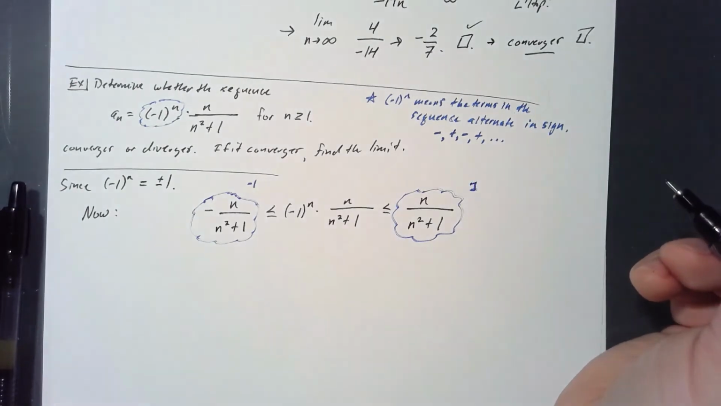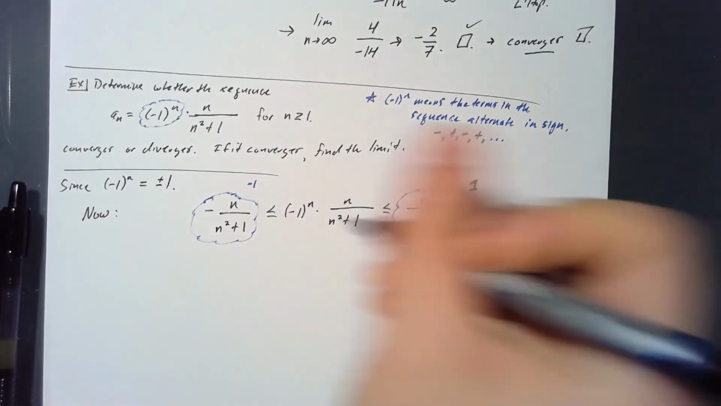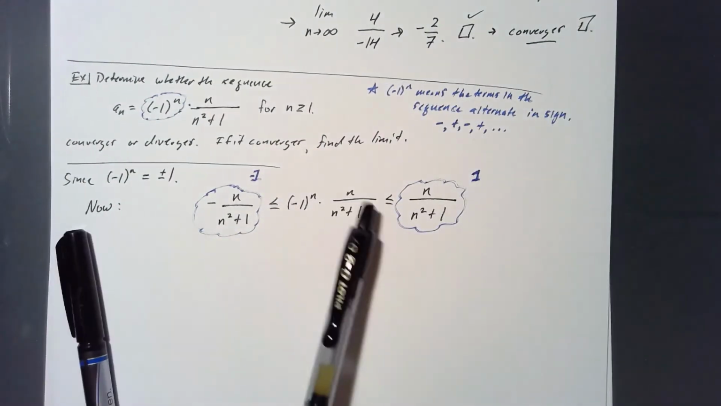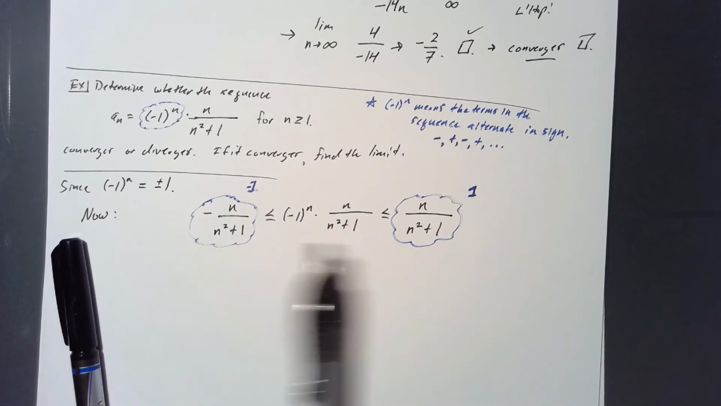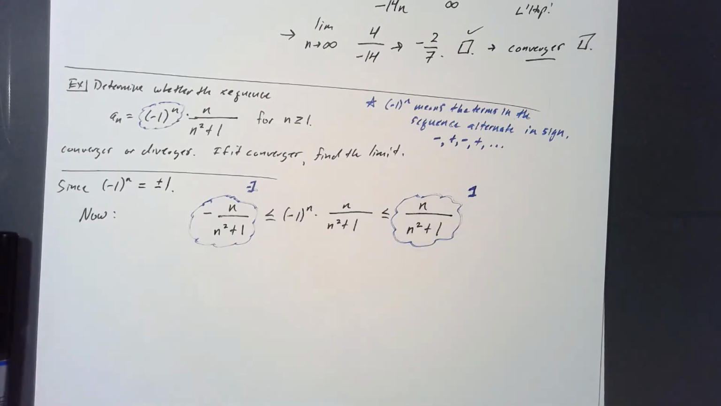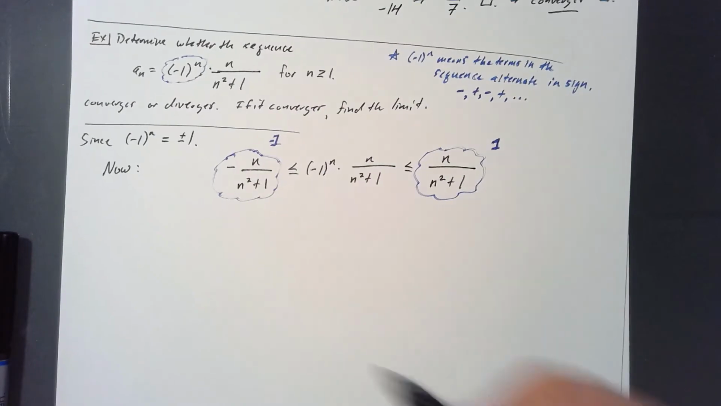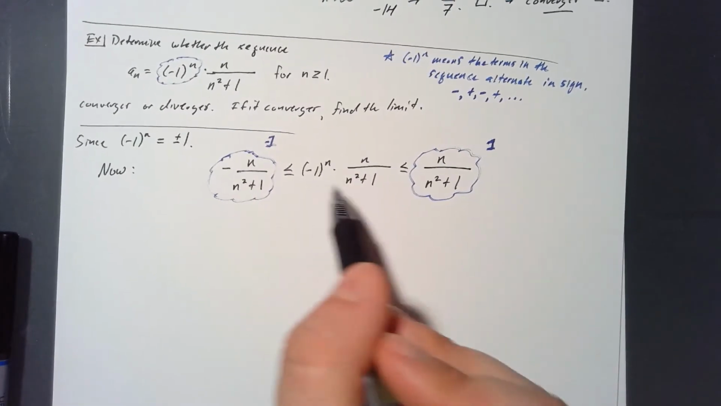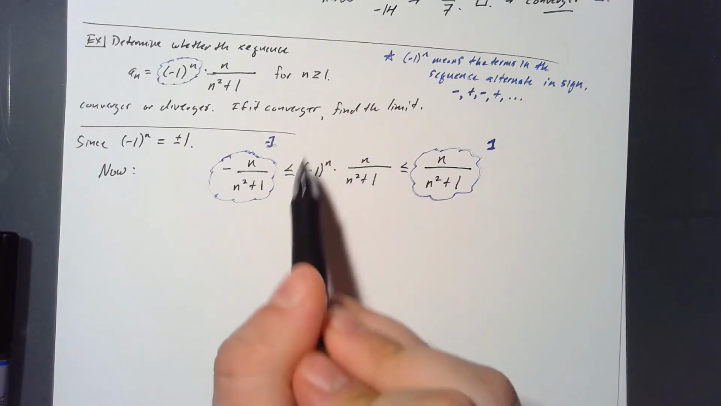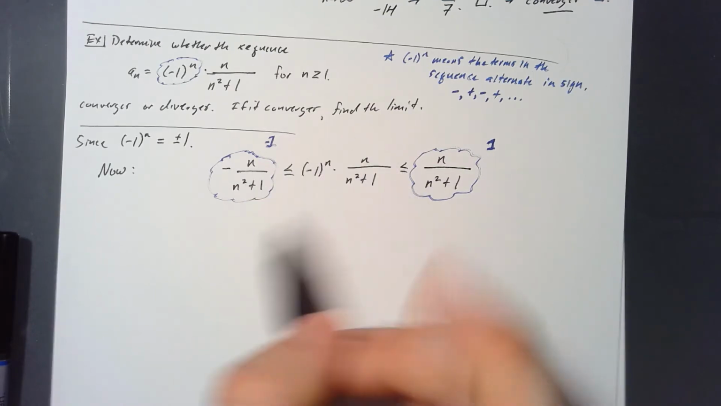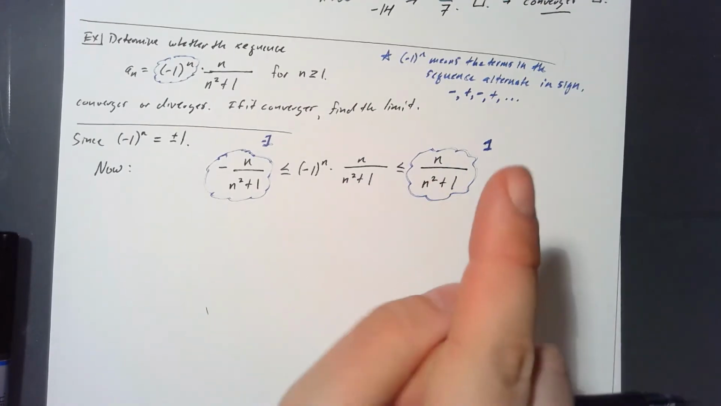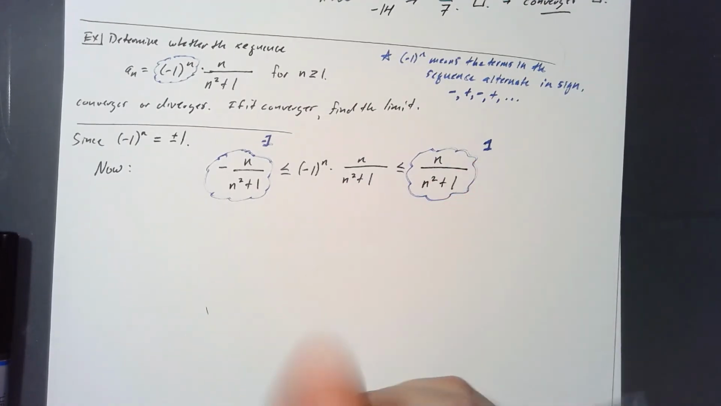Right? That's positive 1. That's negative 1. So my original sequence is caught between these two terms, just depending on which term I'm at. Okay. So now that I have this, how do I take the limit of this when I have it caught between two things? What am I going to use here? I'm going to use the squeeze theorem.